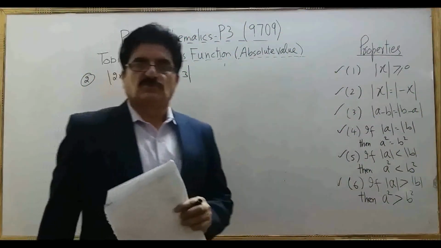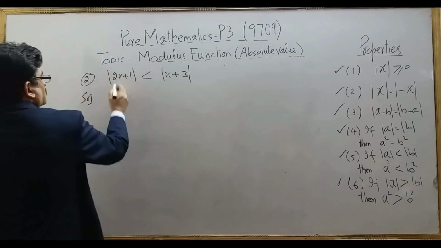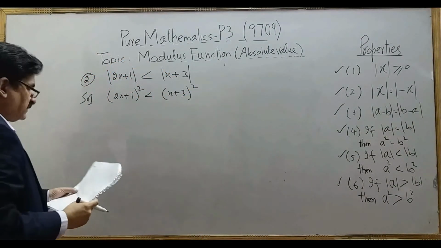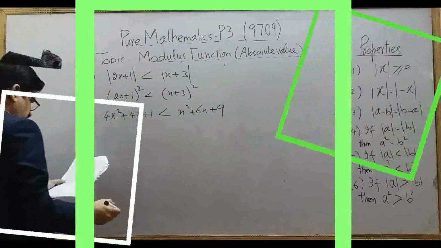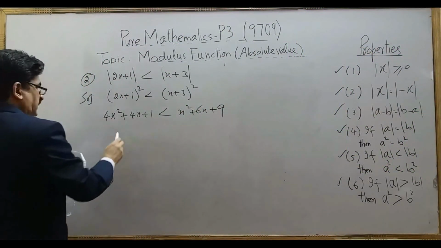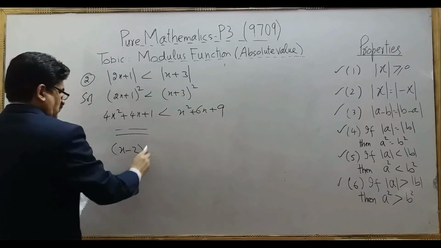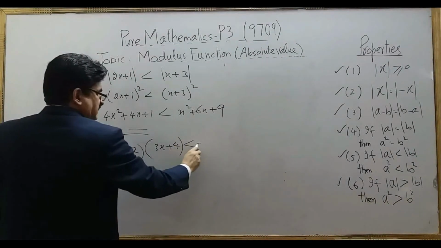Now we have example 2. Again applying the same property, squaring both sides. Now you simplify it. On simplifying and factorizing, you do these steps yourself. You will have (x minus 2) into (3x plus 4) less than 0.